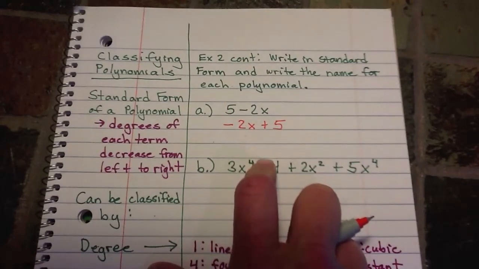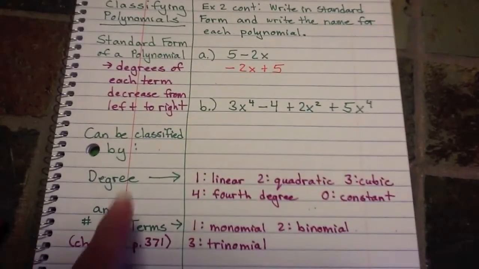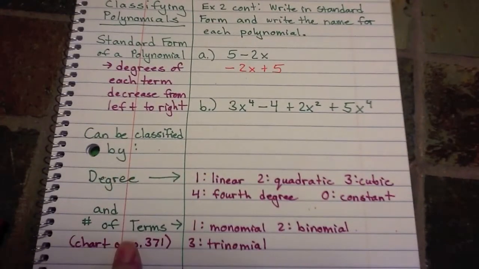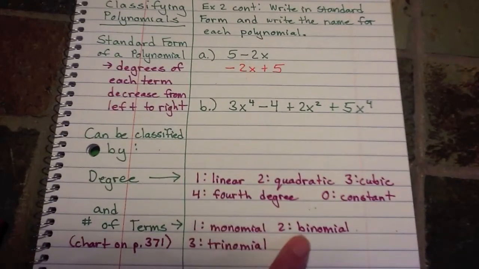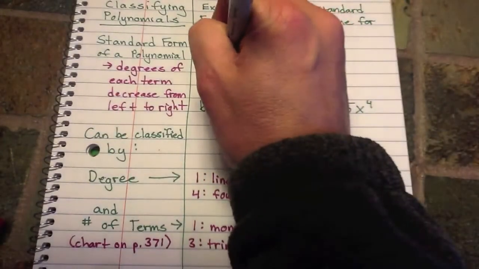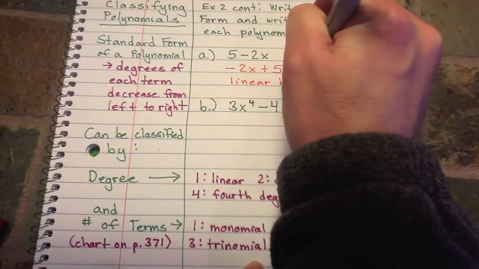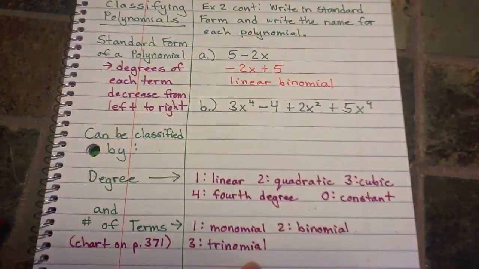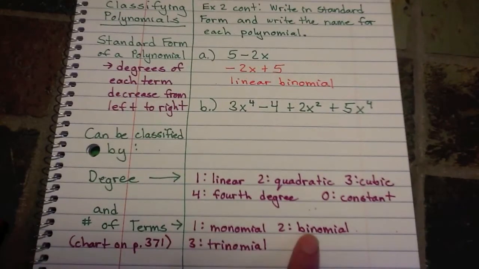Now you need to look at classifying it. You're classifying it by degree and by number of terms. My degree is 1, so it's a linear, and then I have 2 terms, so binomial. This is a linear binomial. Again, I looked at the degree of the polynomial, and then I looked at the number of terms. Okay, let's try B.